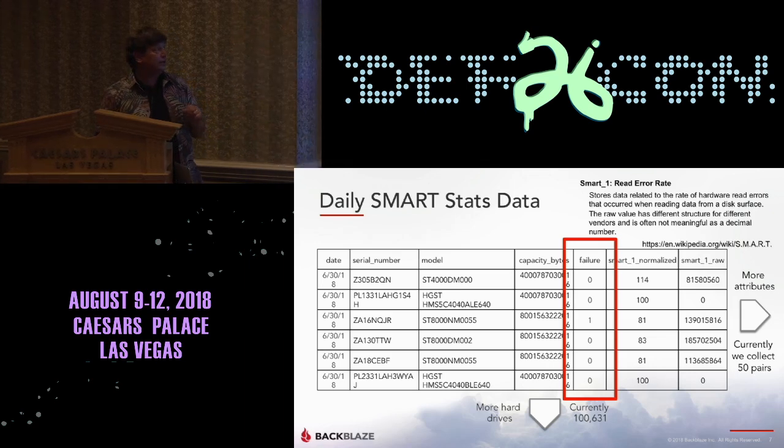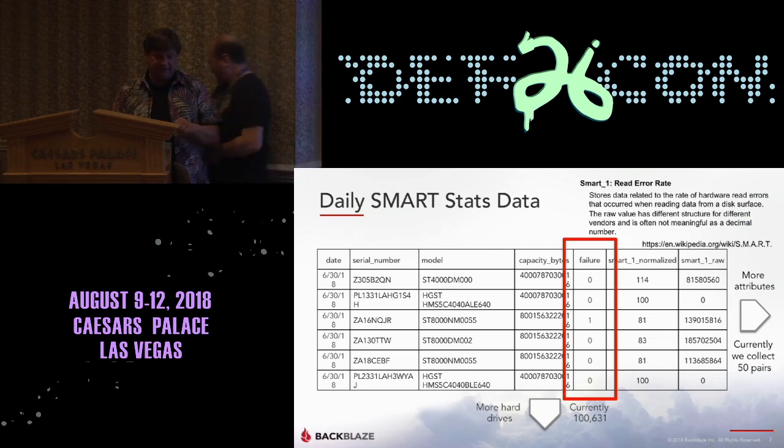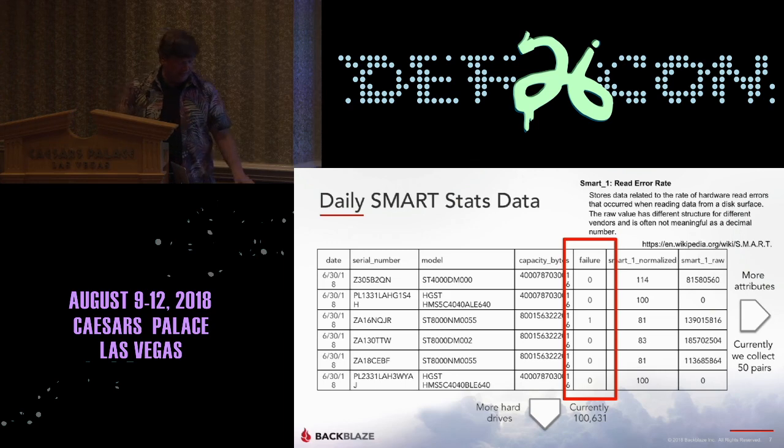An on button. Okay, I think that's a little bit better. I think I'll stay about this far away from it, too.